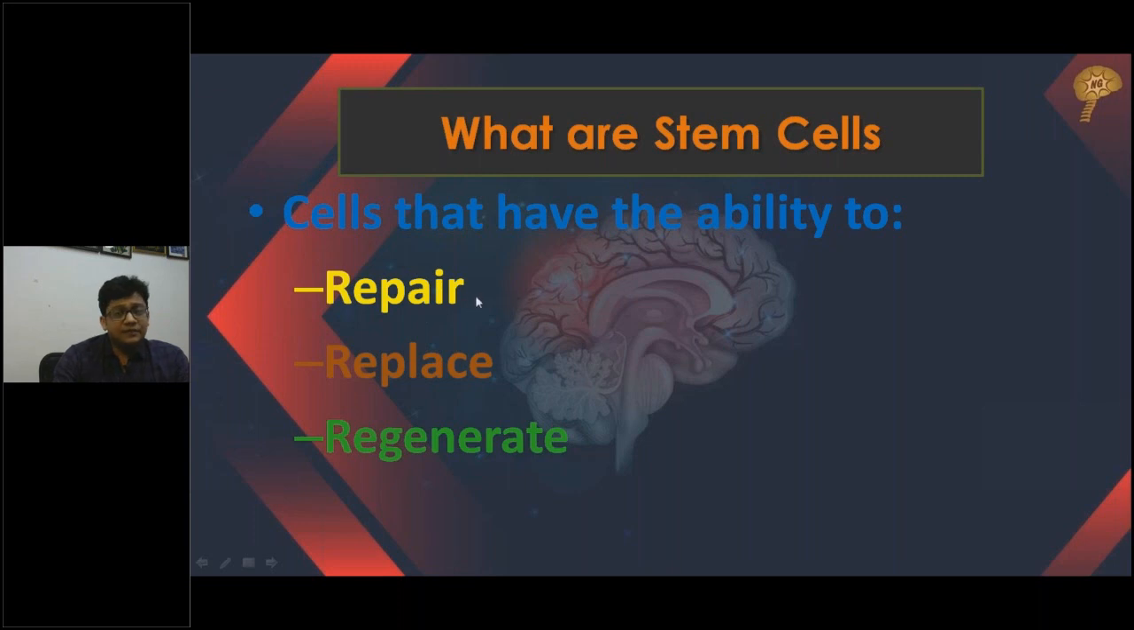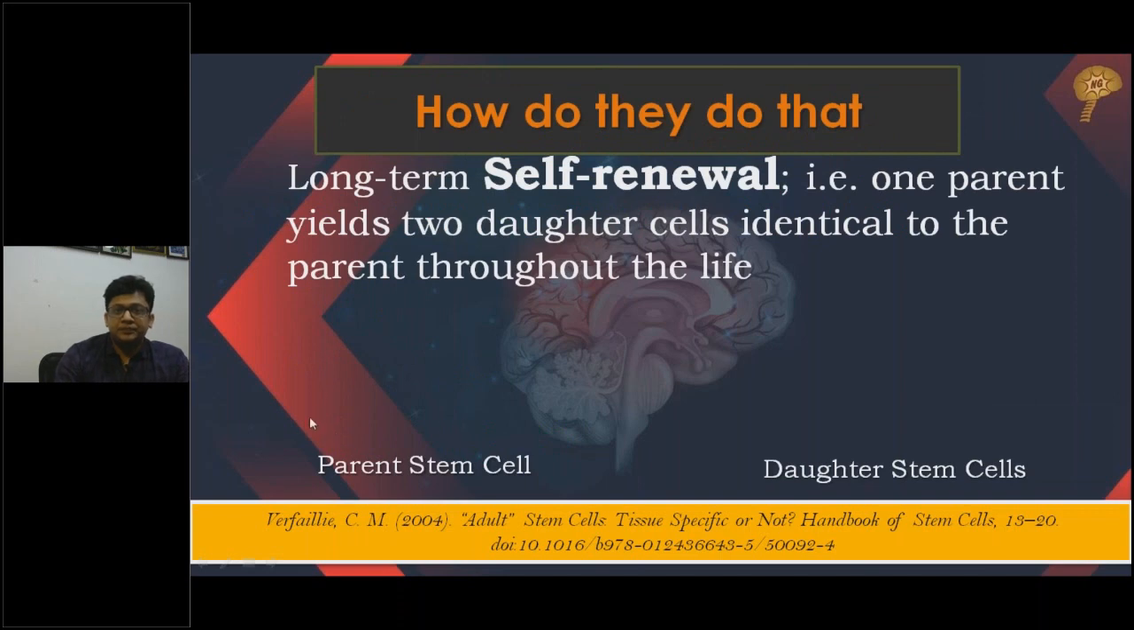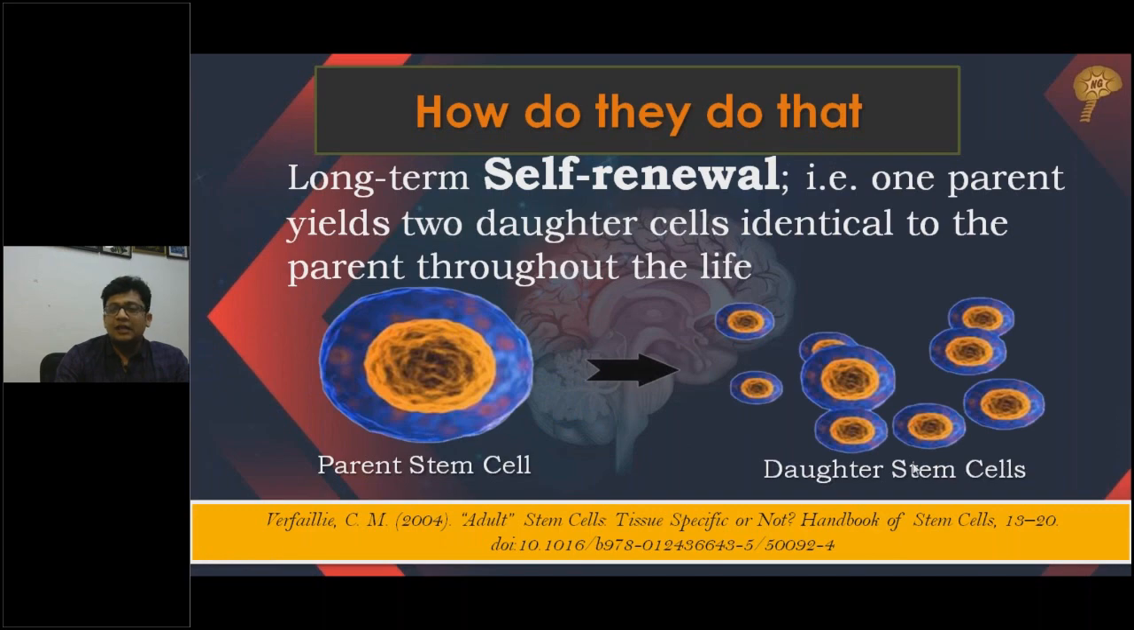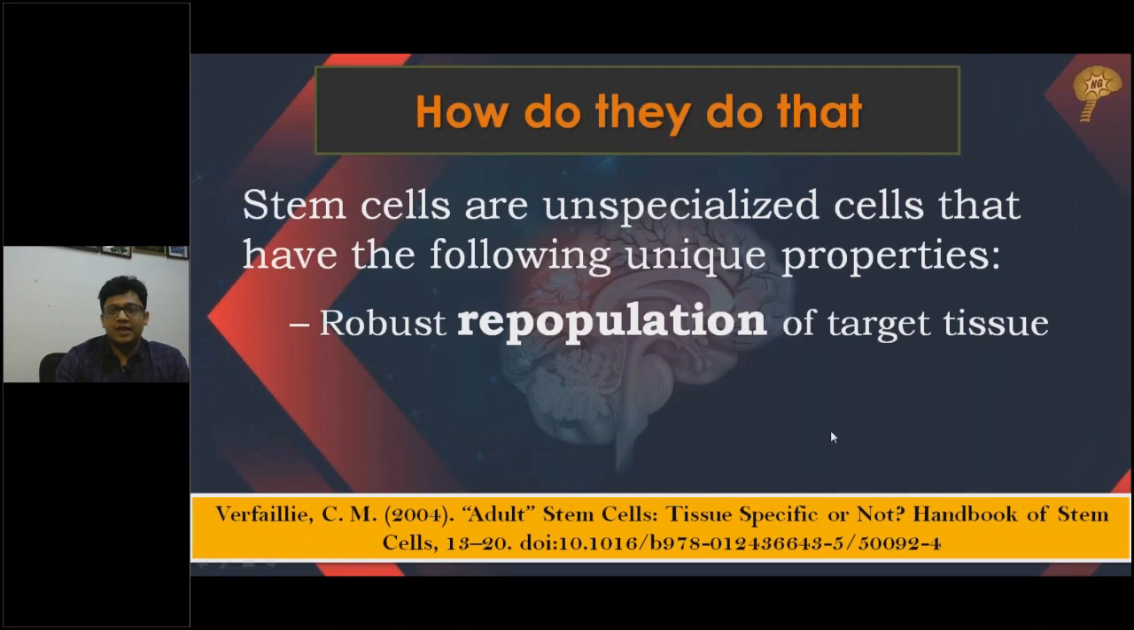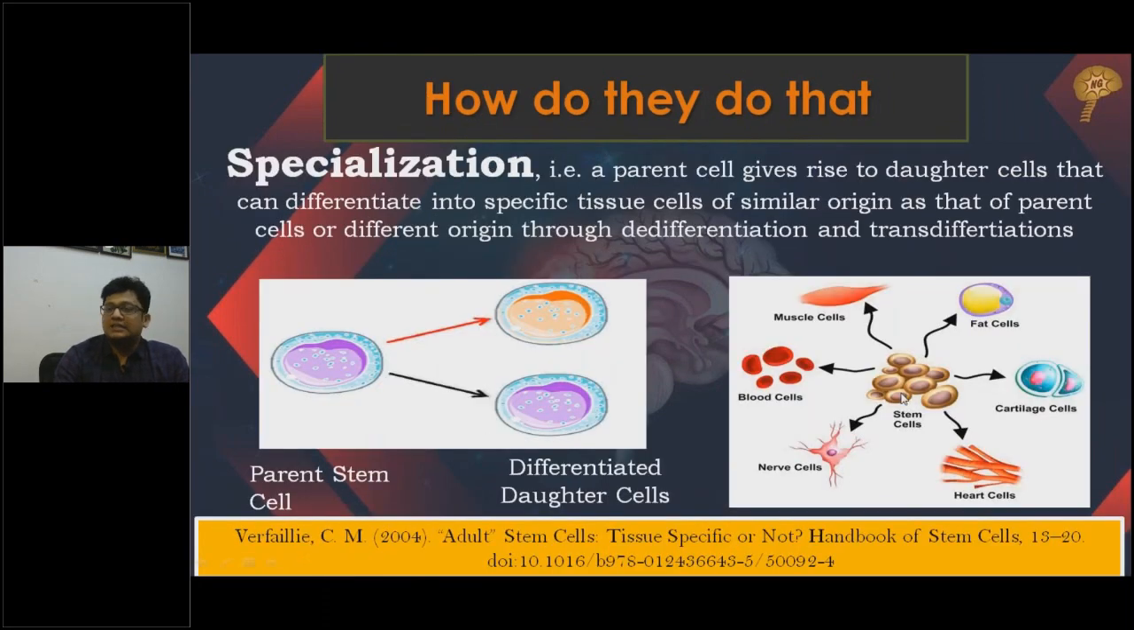So stem cells have the ability to repair, replace, and regenerate. How do they do that? Long-term self-renewal, that is, one parent yields 2 daughter cells identical to the parent throughout life. So there is a parent stem cell, and these are the daughter stem cells. As you can see, a parent stem cell can be differentiated into a muscle cell, a blood cell, a nerve cell, a heart cell, a cartilage cell, or a fat cell. So it has a lot of potential to differentiate into any kind of specialized cells.